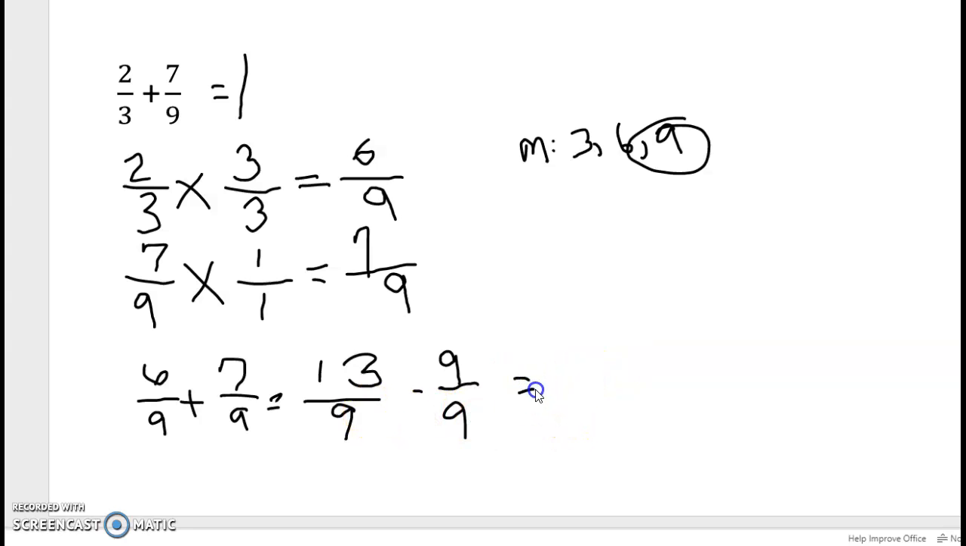Well, I know that if I take away that one whole, I can take away 9/9 from 13/9. And my denominator will stay 9 because we do not add or subtract denominators. And 13 minus 9 is 4. So my answer in simplest proper form is 1 4/4.